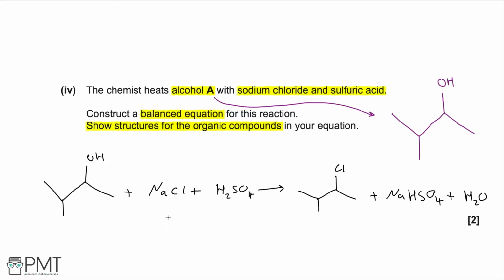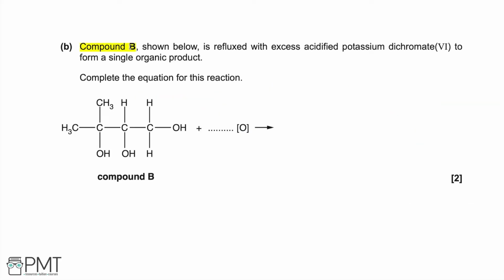Compound B, shown below, is refluxed with excess acidified potassium dichromate 6 to form a single organic product. In this question, we need to complete the equation for this reaction. First things first, we need to think about exactly what acidified potassium dichromate is. And this is a bookwork section of this question, and we need to know that this is an oxidizing agent. It takes things like alcohols and turns them into ketones or aldehydes or carboxylic acids.